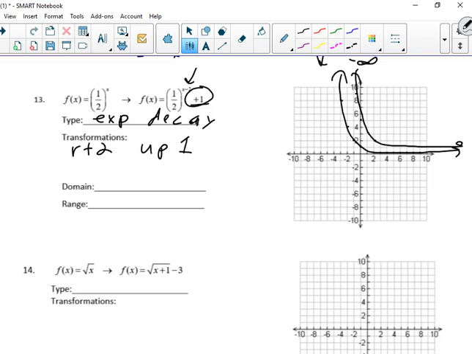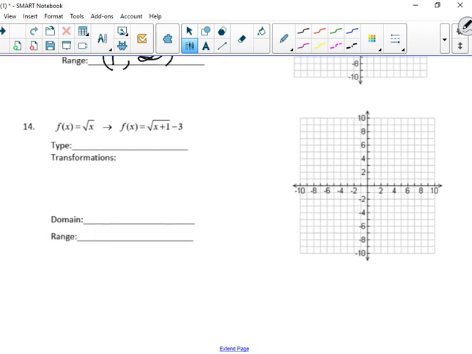So the domain, how far left? Forever. How far right? Forever. How low? It's never going to hit 1. So I use parentheses, not a bracket. And how high? Positive infinity.